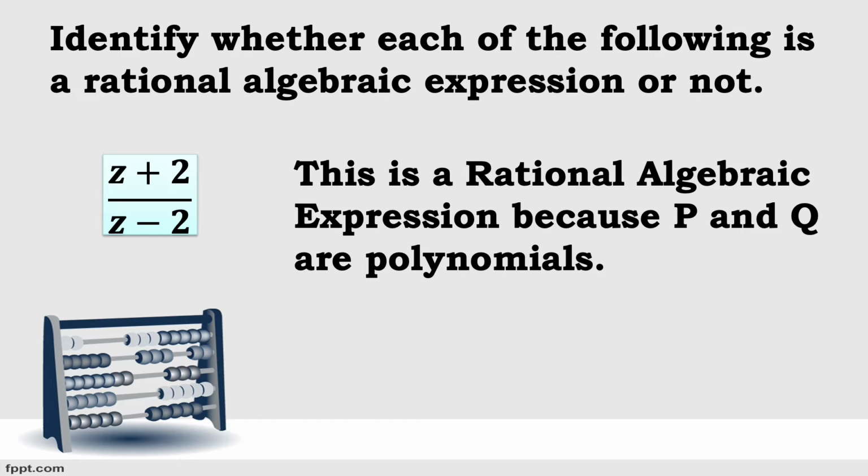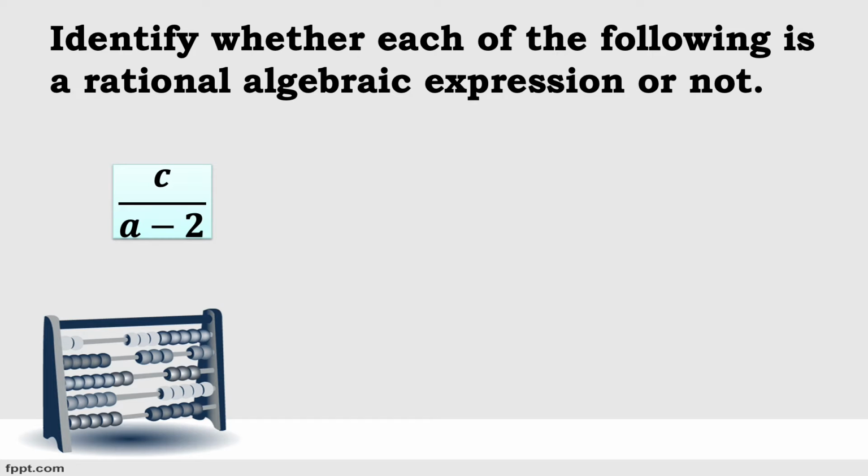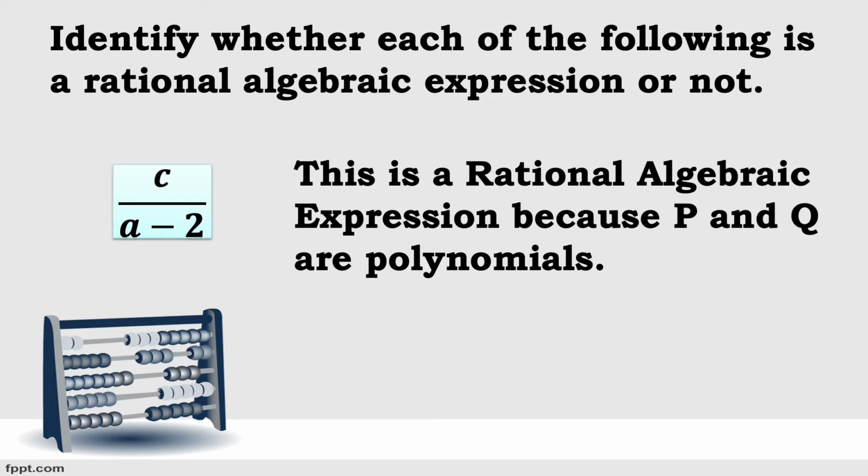This is a rational algebraic expression because P and Q are polynomial. So, yung P natin, that is the numerator. Yung Q natin, that is the denominator. Next. C over A minus 2. This is also a rational algebraic expression because P and Q are polynomials.